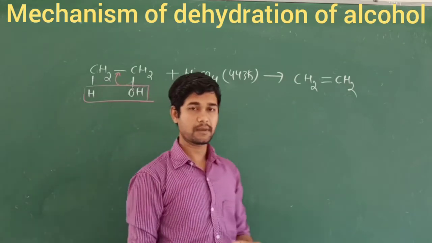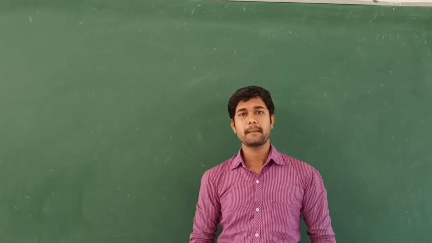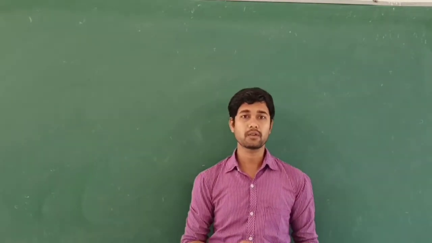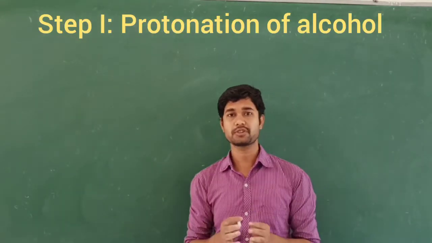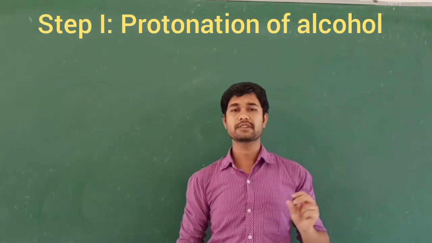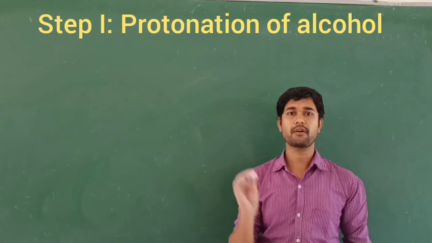So this is a very simple reaction, and also we are going to see the mechanism. It involves 3 steps to obtain the alkene. Let's see the mechanism of how the water molecule is eliminated from the ethyl alcohol. Step 1 is called protonation of alcohol. Protonation is the generation of the proton, which is going to react with the alcohol compound.